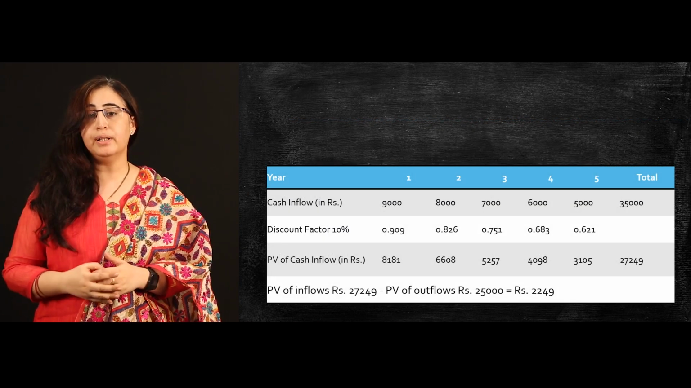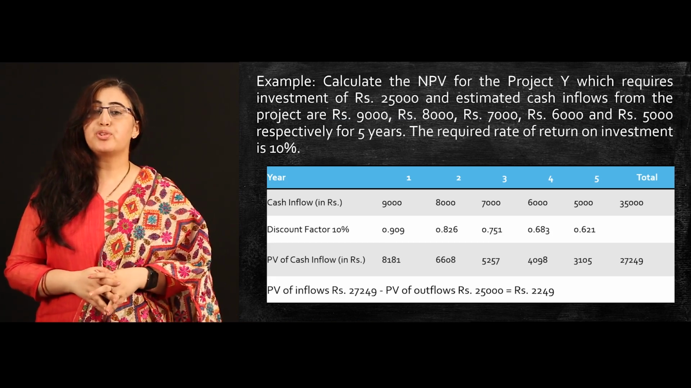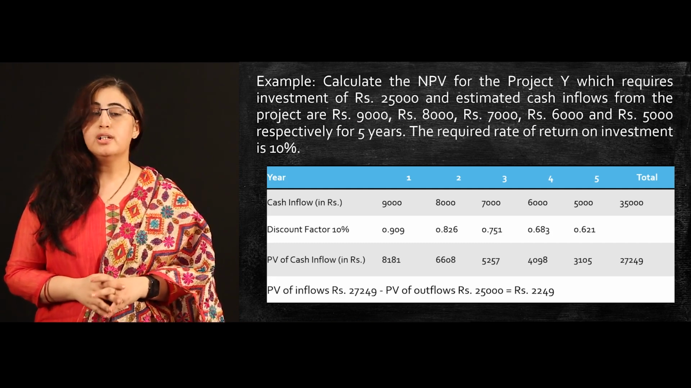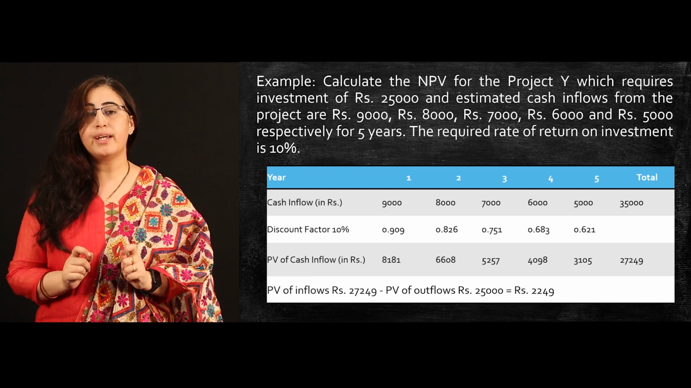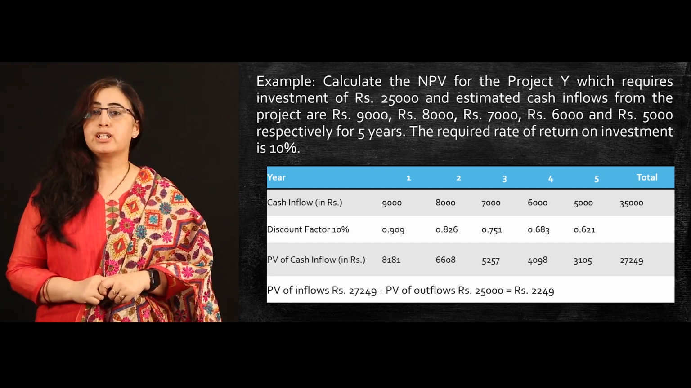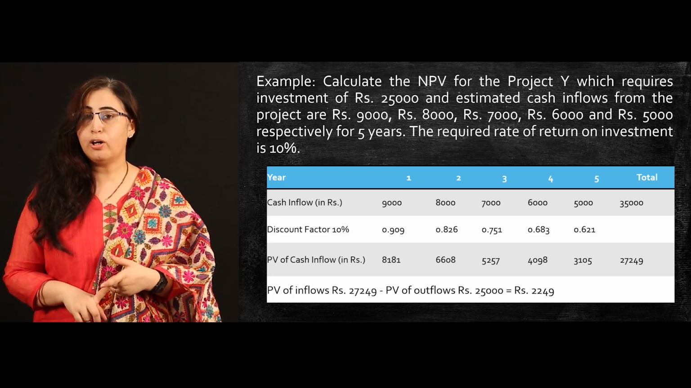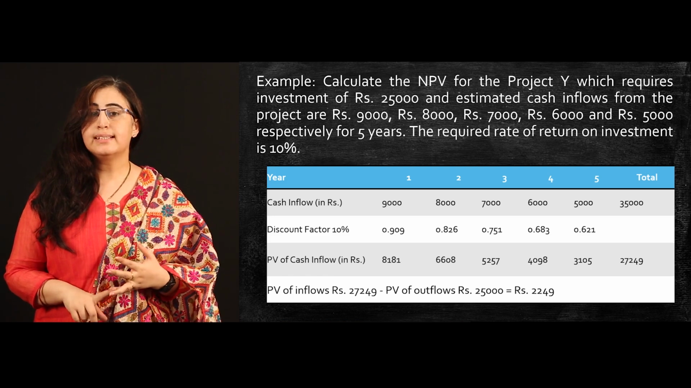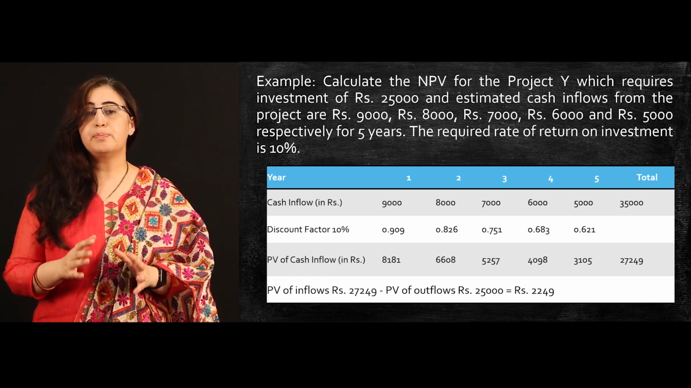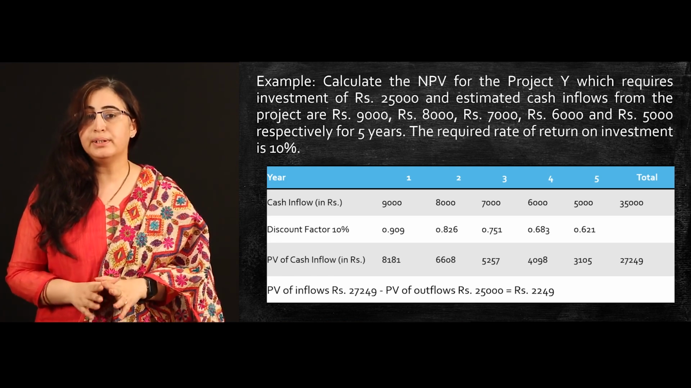Now look at the example. Calculate the NPV of a project Y which requires an investment of rupees 25,000. So my initial investment is 25,000. C0 is 25,000. And the estimated cash inflows from the project are 9,000, 8,000, 7,000, 6,000 and 5,000 respectively over 5 years. The required rate of return is 10%.